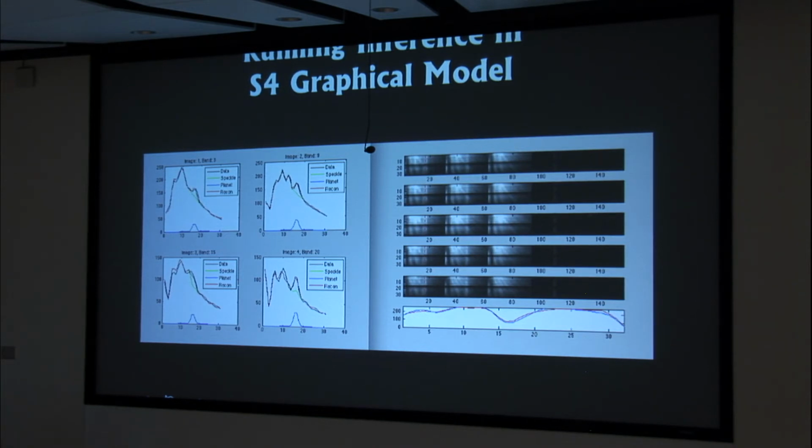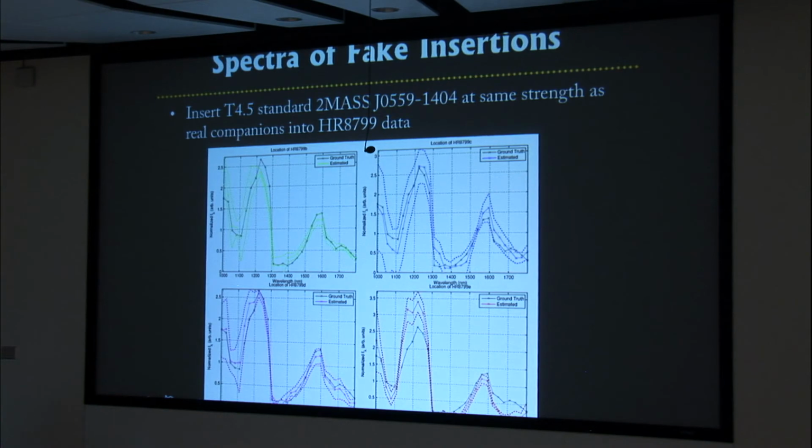Okay, so the key point here, I think, is that you want to be thinking about the formation process by which your data is generated, and then hopefully you're able to invert that in some fairly efficient inference scheme. So what you can do is try some synthetic companions on your data and see how well you can actually recover the true spectra.